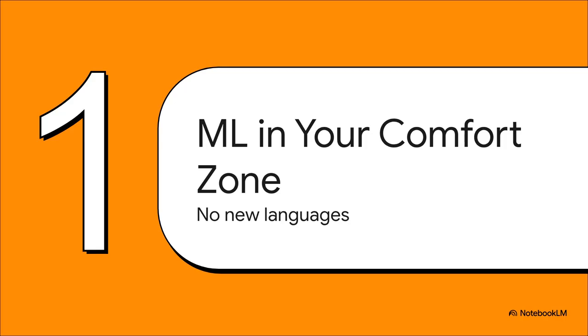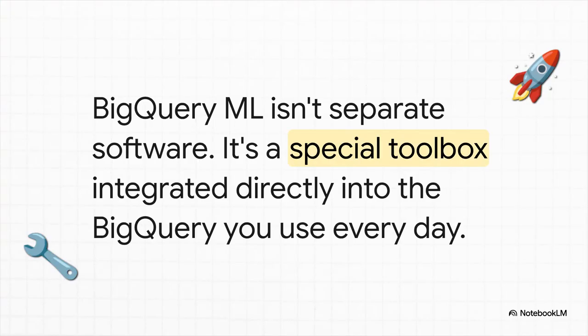Okay, first up, ML in your comfort zone. The first big idea to really get is that all of this happens right where you already work. You're not going to be learning Python. You're not setting up complex new environments. It's really just like adding some powerful new ingredients to the data warehouse you're already an expert in. Yeah, think about it like this. BigQuery ML isn't some separate app you have to go out and learn from scratch. It's a set of features, a special toolbox that's already built directly into the BigQuery you're using. And that, of course, makes getting started incredibly fast.